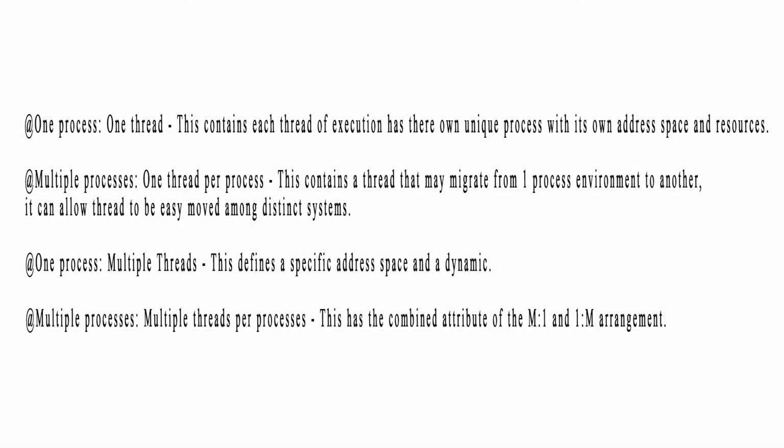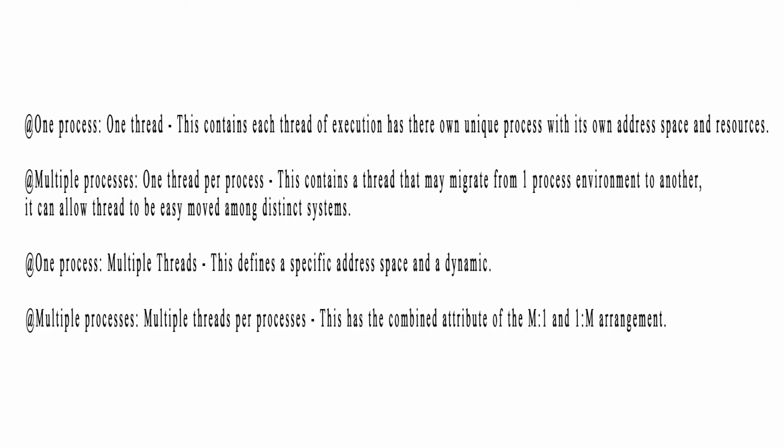And we know that threads have their own arrangement. Did you know that they have their own arrangement, called the process and thread arrangement? You can call them the relationships that may occur. The first arrangement is one process and one thread. It means that each thread of execution has its own unique process with its own address space and resources. That is the meaning of one process and one thread, and each process is unique because it has its own address space and resources.